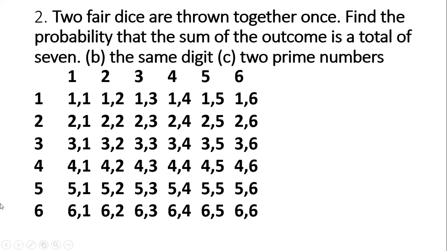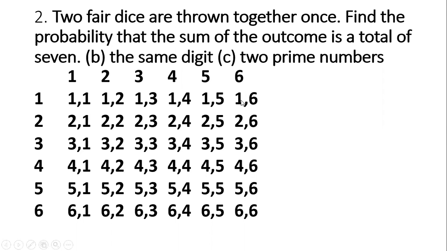When you see that, you discover that you have 36 outcomes altogether: 6 in each row, 6 in each column. So that makes 36. Now we want to see the total of 7. That means when you begin to add them up, which ones are going to give us 7?